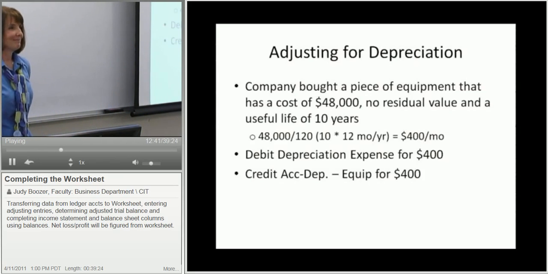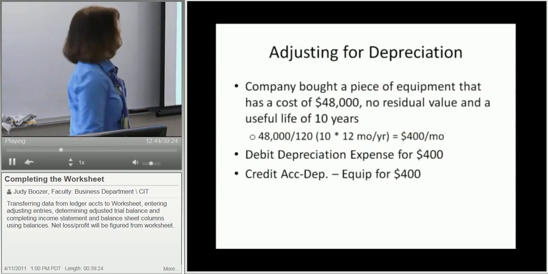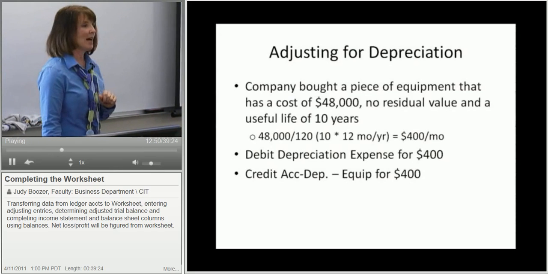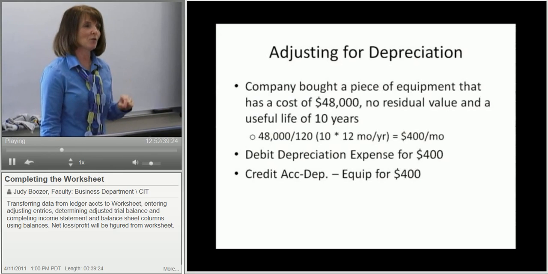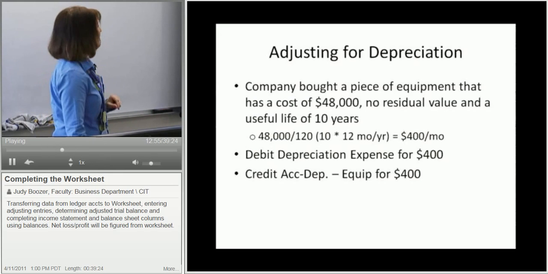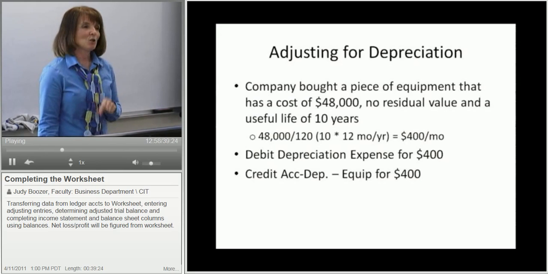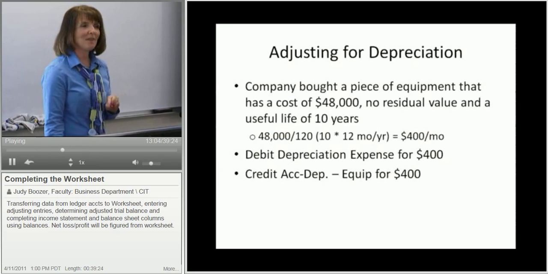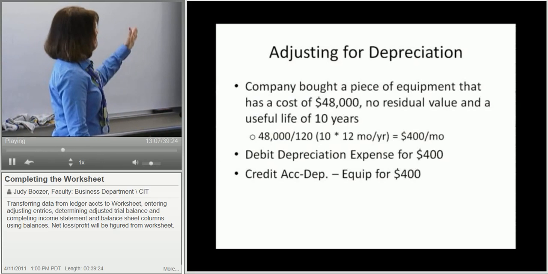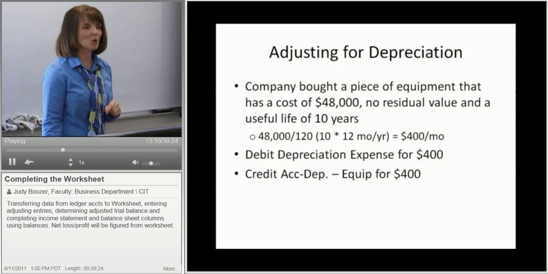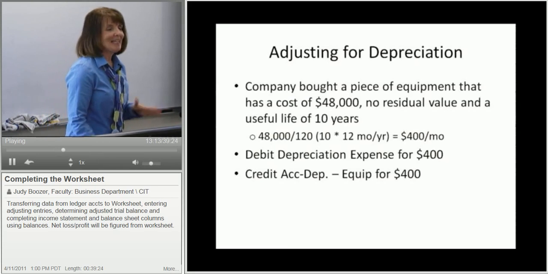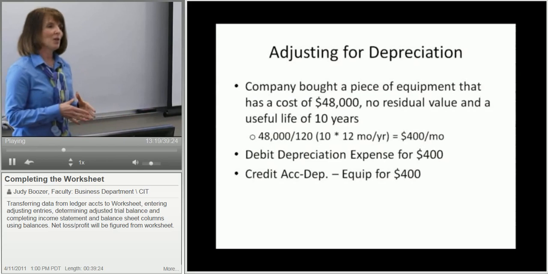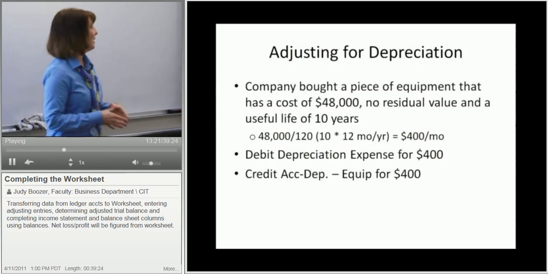Depreciation. Another one we're going to adjust. Company bought a piece of equipment that has a cost of $48,000 with no residual or salvage value at the end of its useful life. And its useful life happens to be 10 years. I've made this easy. So we're going to take $48,000, the cost, divided by 120. Why 120? Right. 10 years times 12 will give us the months, which will then give us an amount of depreciation per month. And that's going to be how much?